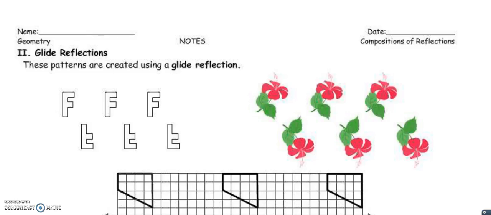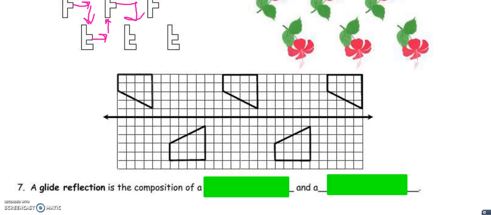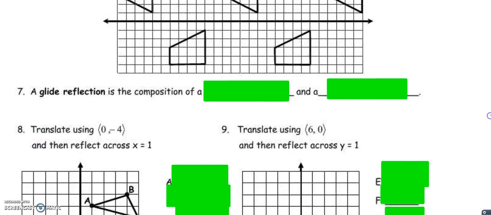Glide reflections. These patterns are created by using a glide reflection. So two things are happening. This is being slid over, and then it's being reflected or flipped. Then you slide it over, and then you flip it. Slide over, flip. Now technically you could flip and then slide. It's not going to matter that much. And it works whether it's a letter, a picture, or a shape.